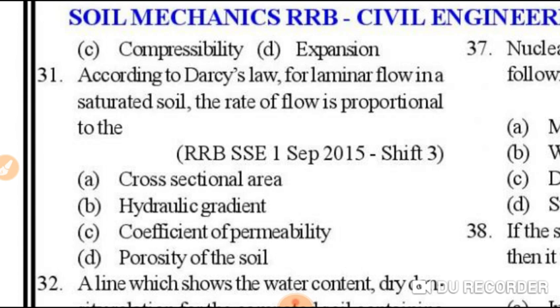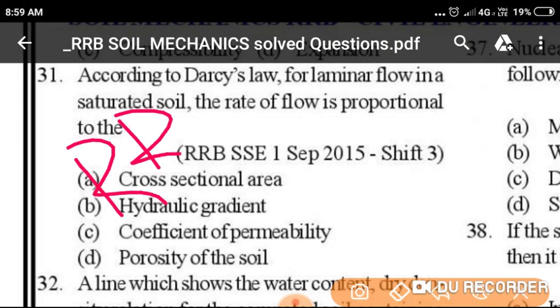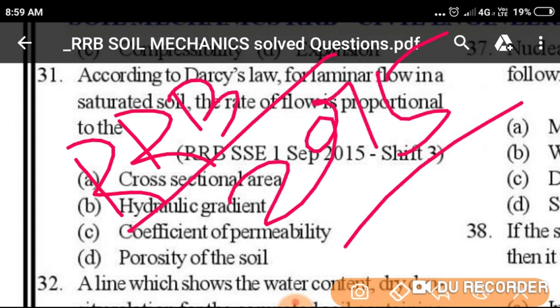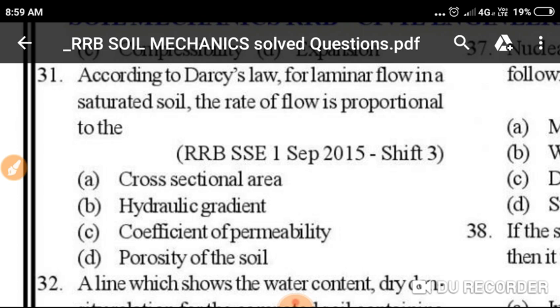Hello friends, this is the soil mechanics questions of RRB JEE previous year papers, that is RRB 2015. Okay, so your question number 31.